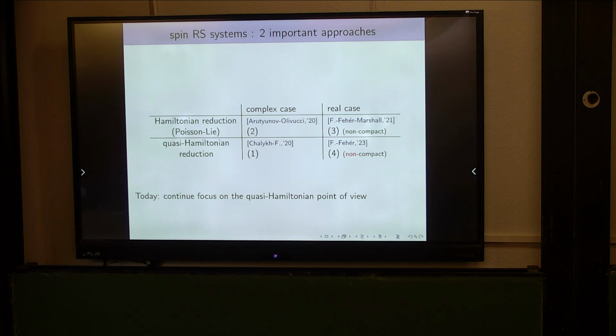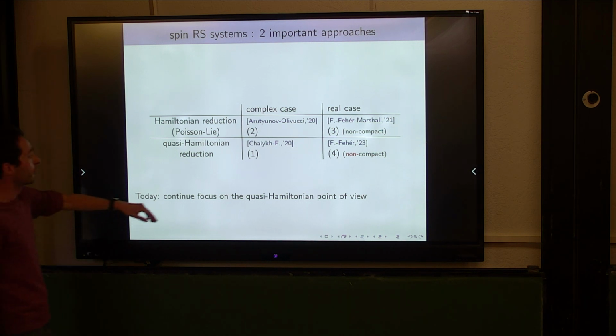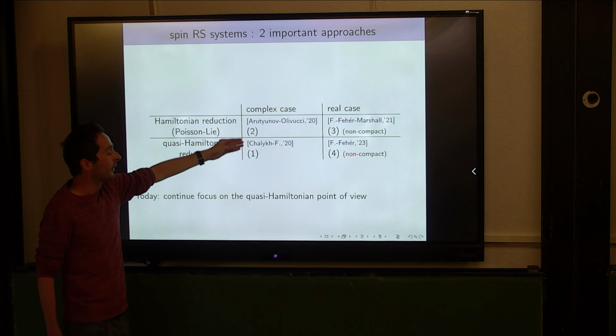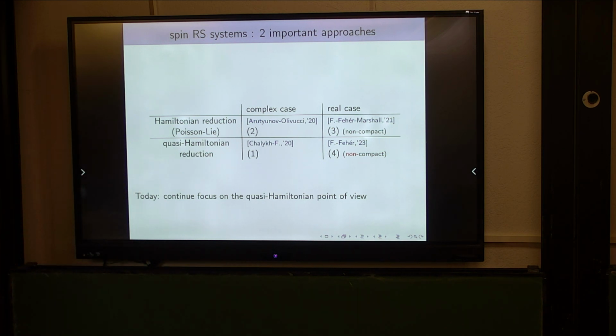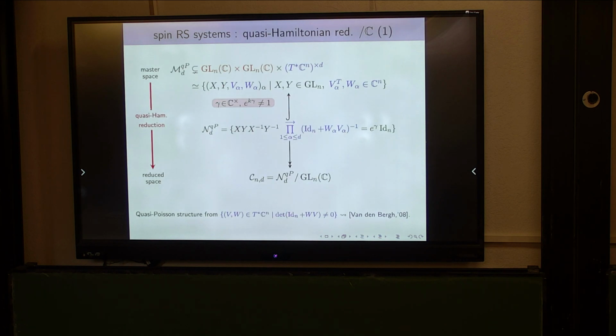So first, I will just quickly give you an idea of what's happening in that case, and then tell you again about the geometric reduction of the real case. So how do you get this quasi-Hamiltonian point of view in the complex case?